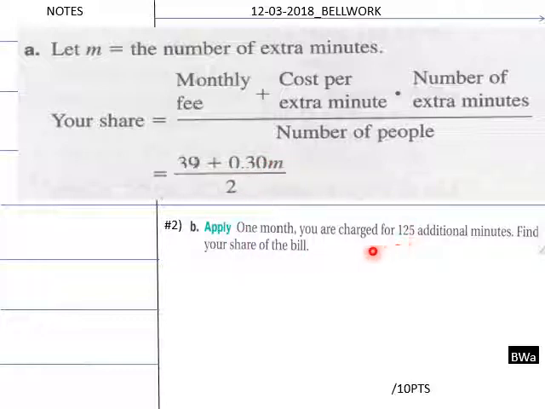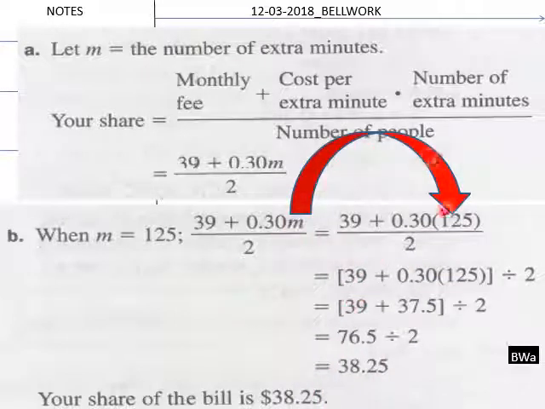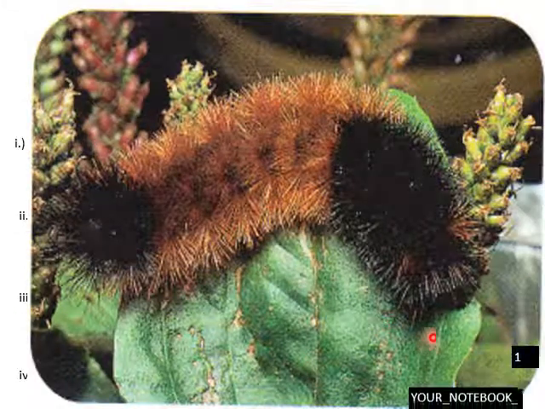And then down here, you're charged for 125. Find your share of the bill. So when you plug in 125 for M, you go ahead and do 39 plus 0.30 times 125, divided by 2. 0.30 times 125 would be 37.5. 39 plus 37.5 is 76.5, divided by 2 is $38.25 for your share of the bill. And here's our plug-in here: we plug in 125 for M. And then this is where it's multiplied down here in our vertical format, and this becomes 76.5 when we add 39 and 37.5. We come up with our final solution.